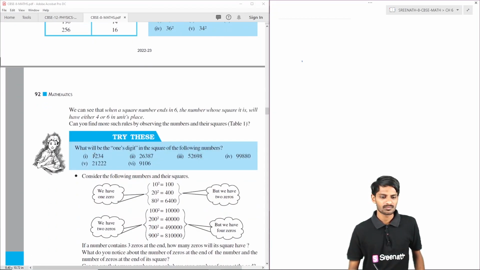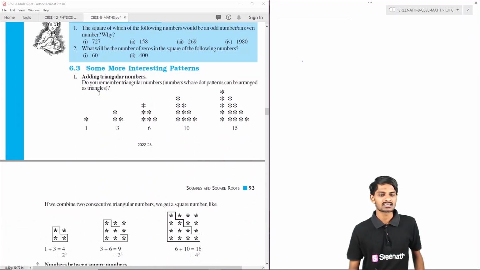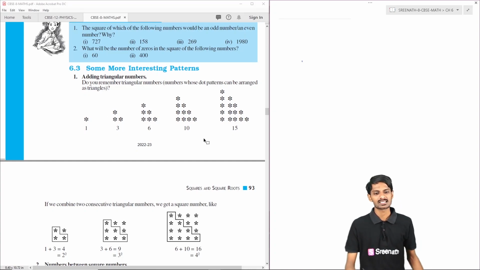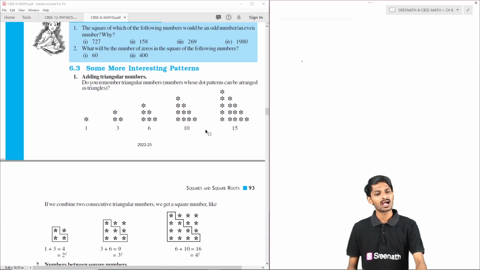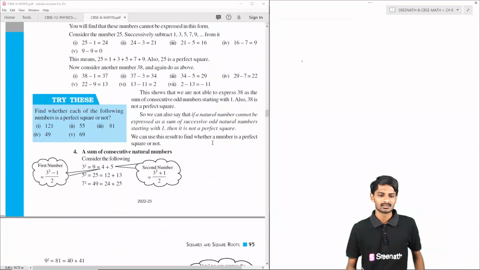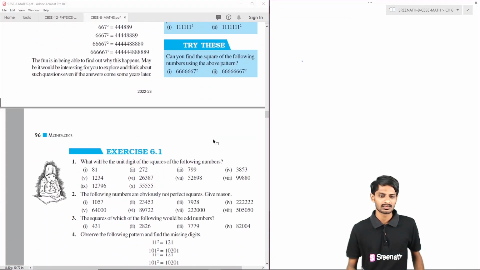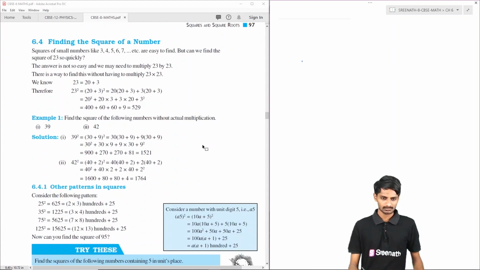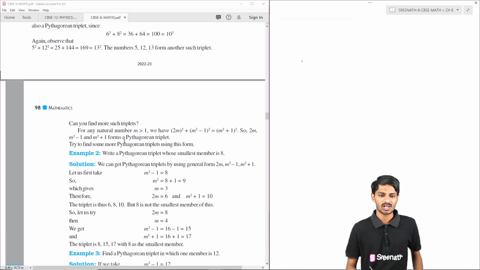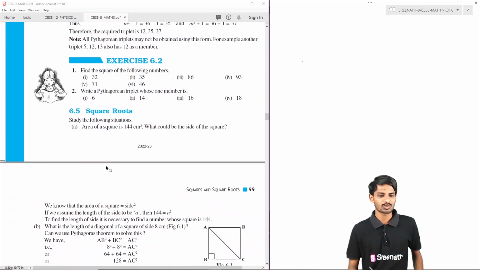After completing it, some more interesting patterns. There are some patterns regarding the square numbers, friends. Those will be learned and understood by us, students. And the next topic is finding the square of a number. If I give you a number, how to find the square of that number? There are Pythagorean triplets also in that subtopic, students.